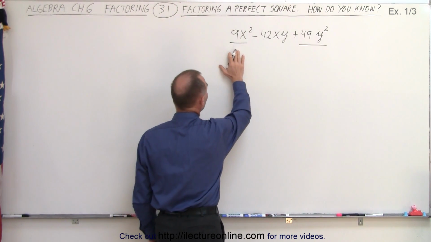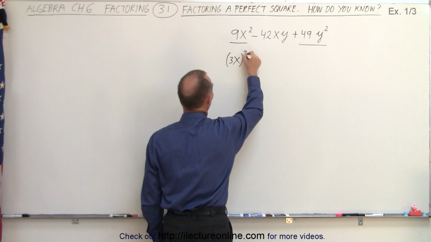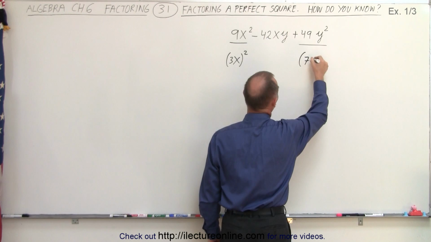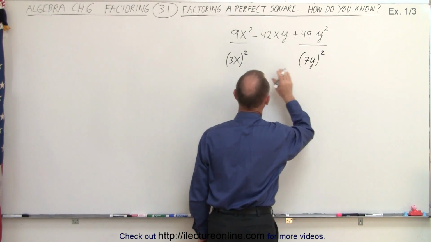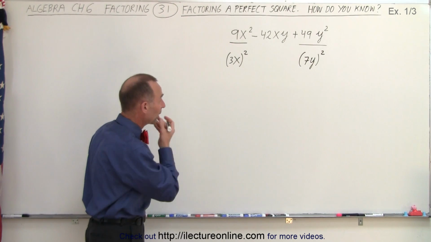So here you can see that 9x squared can be written as the quantity 3x squared, and the same over here, 49y squared can be written as 7y quantity squared. So that tells us that there's a pretty good chance that we can factor this as a perfect square.